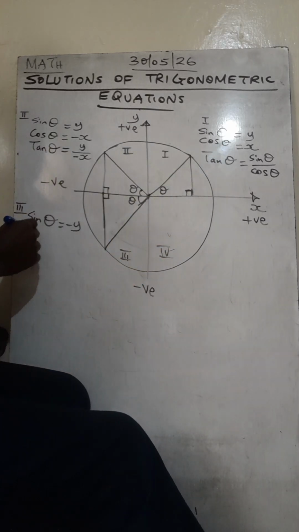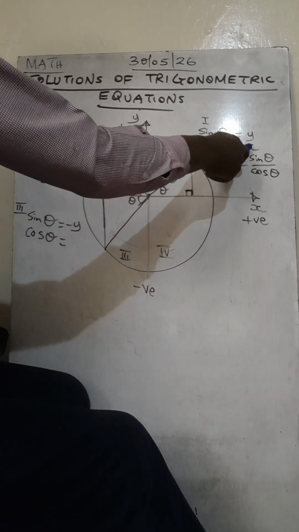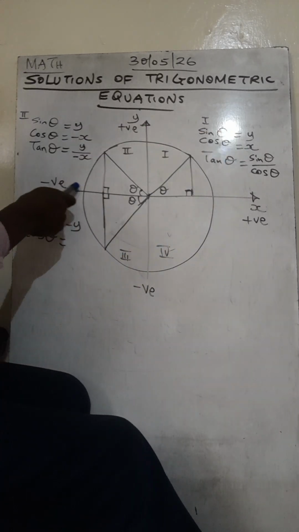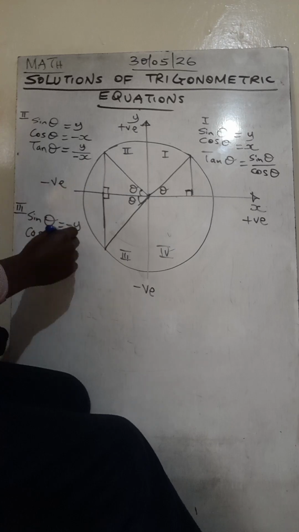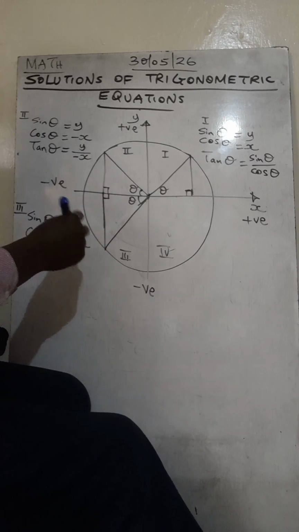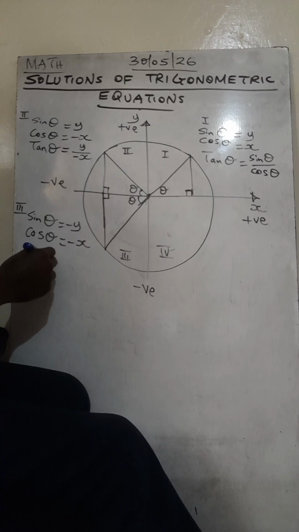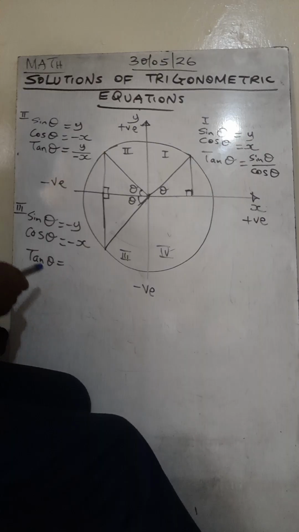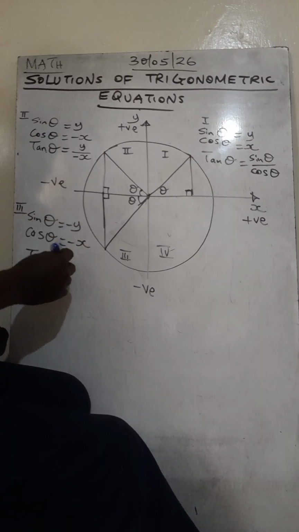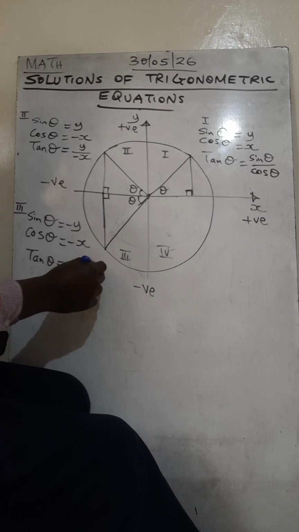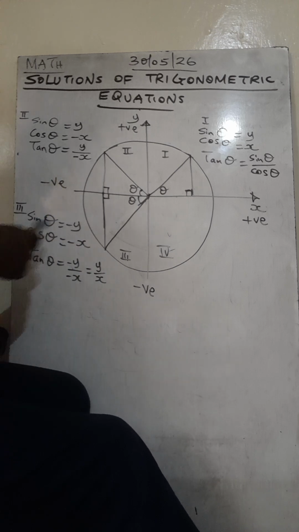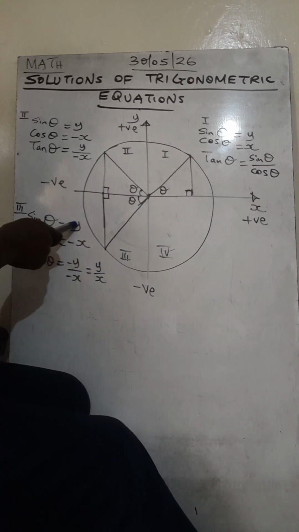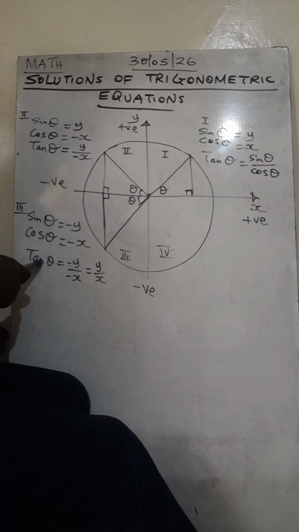Cosine of theta is changing x values, and the x values are on this side, negative. So we're going to have negative x. Tangent of theta is sine over cosine, and that is negative y divided by negative x, which gives you positive y over x. So that means that in the third quadrant, sine is negative, cosine is negative, but tangent is positive. Hope we are moving together.